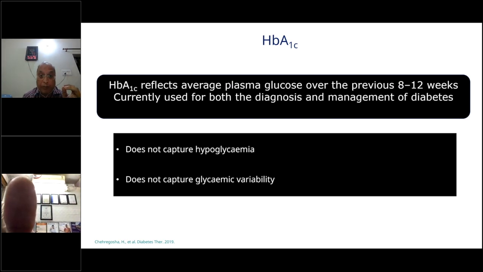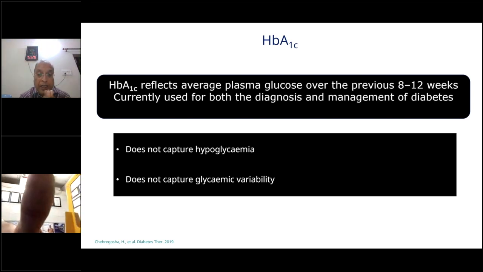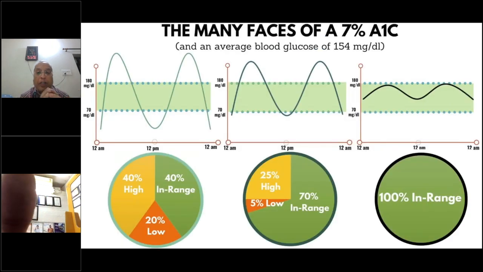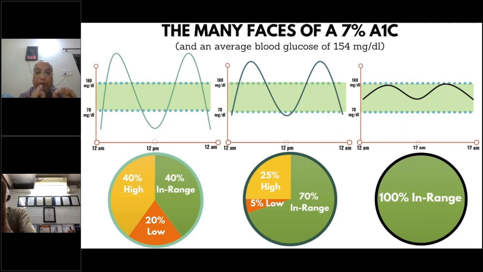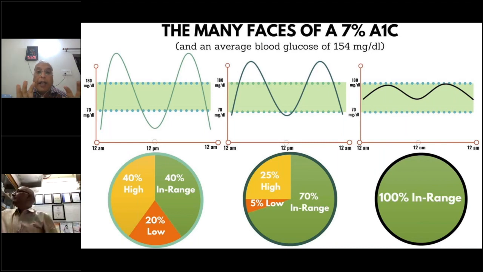What do we mean by glycemic variability? If you see, these are profiles of 3 patients who have the same HbA1c of 7%. And HbA1c of 7% means an average blood glucose of 154 milligrams per deciliter. So as you see in this slide, there are 3 faces of 7% HbA1c. If you see the first cartoon, there are huge fluctuations and the range of glucose is 70 to 180. And the patient is moving from hyper to hypos.